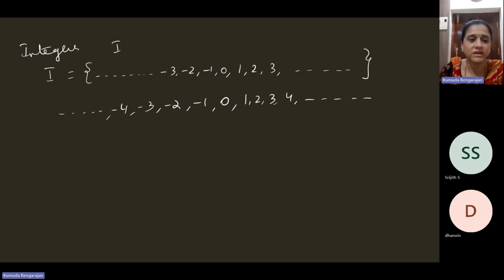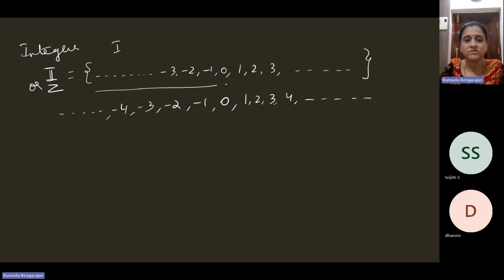Integers are represented by the letter I or Z also. It's some Greek letter, or something. So integers are represented by the capital letter I or Z.